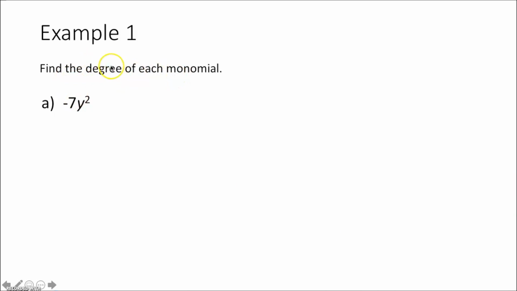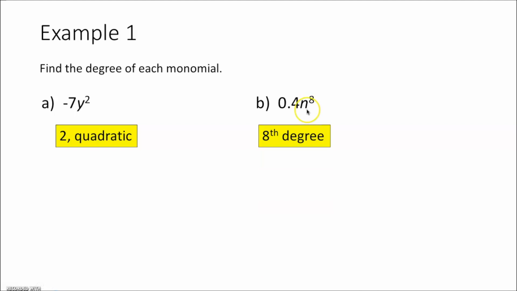Example time. Example 1 says find the degree of each monomial. So we're just looking for the degree. That's easy. So in this case, what is the exponent of our variable? That's 2. So this is a quadratic, degree 2. Here, our n is raised to the 8th power. So this is a degree 8 monomial. So we would just say 8th degree.